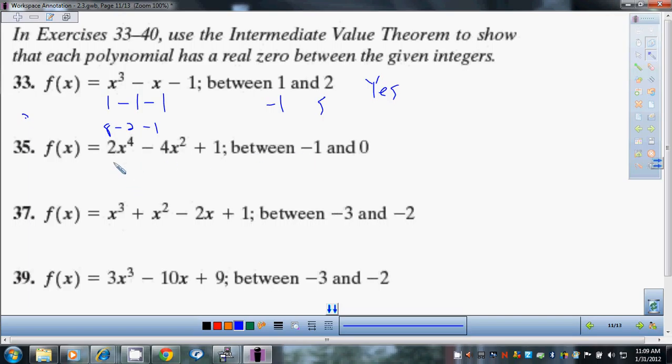So you're just looking for a sign change. Plug in negative 1 into this one. You get 2 minus 4 plus 1, negative 1. Plug in 0, you get positive 1. Is there a sign change? Yes. So there is a root between those.